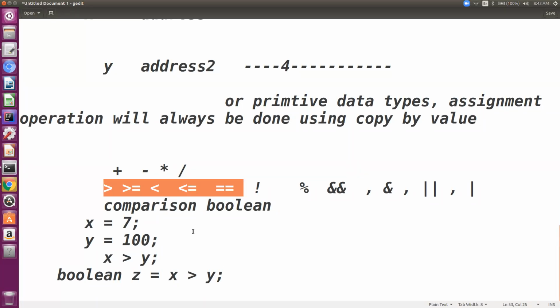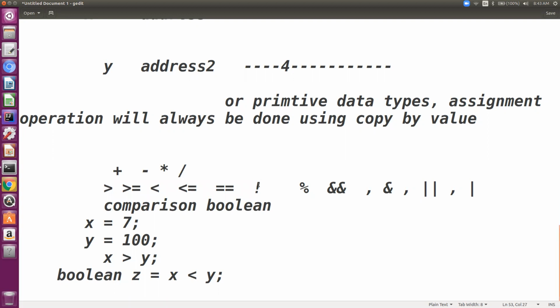So you can write something like this. Now in this case, tell me what value will get stored in Boolean z? False. Correct. Because 7 is less than 100, so 7 greater than 100 will be false. If I make it this, what will be the value? True. Correct. Excellent. So you understand all these things.